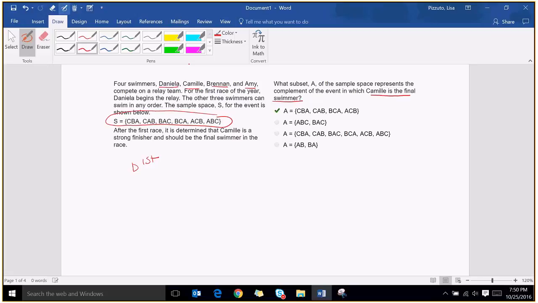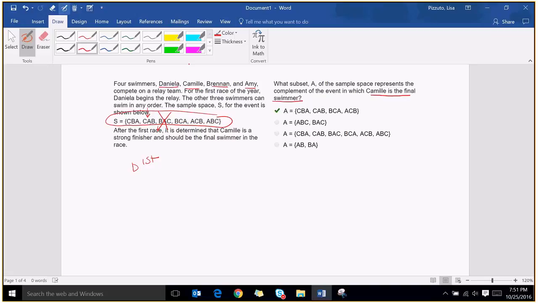So going over to our sample space, in the first example here, where is Camille swimming? Second. Remember, Danielle is first. So here on this one, Camille is second. What about this one here, CAB? She's second also. And what about the next one? Fourth. So we don't want to include that one because here she is fourth, correct? Yes. And she can't be fourth.